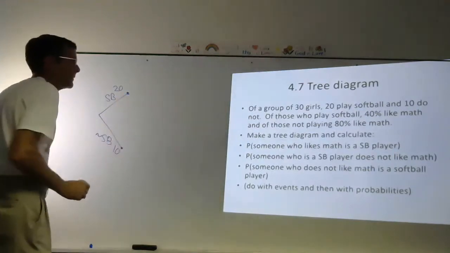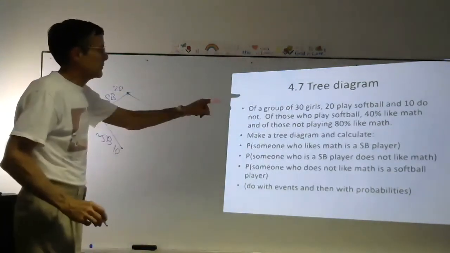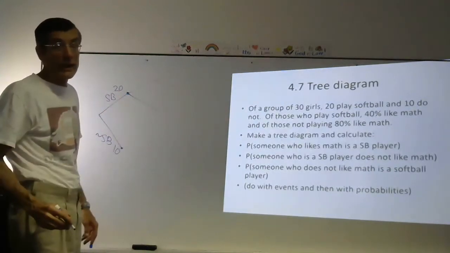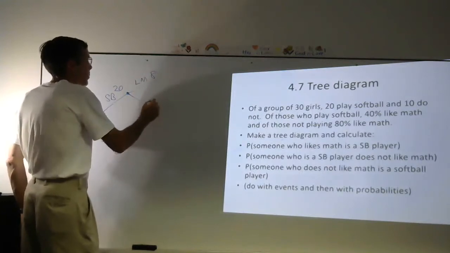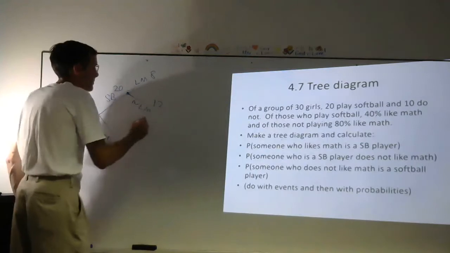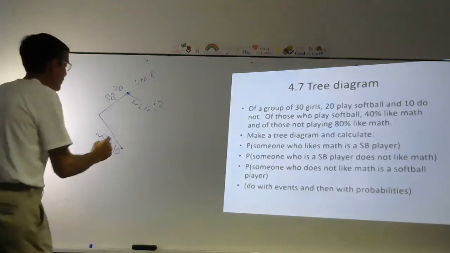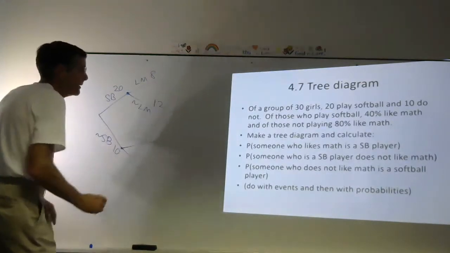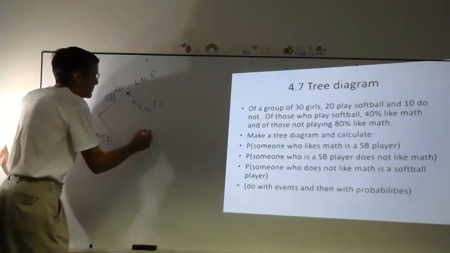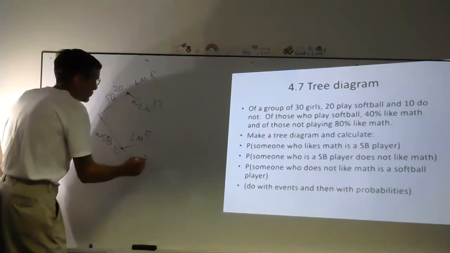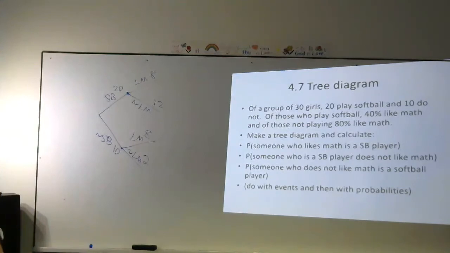Now, tree diagram. Of those who play softball here, 40% like math. 40% of 20 is 8. So 8 like math, and 12 do not like math. Agreed? Okay? And of those not playing softball, down here, 80% like math. So 80% of 10 is 8 like math, and 2 do not like math. Okay, that's filling out the tree diagram.